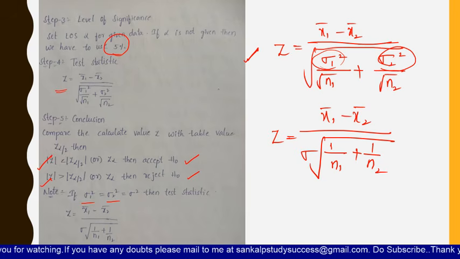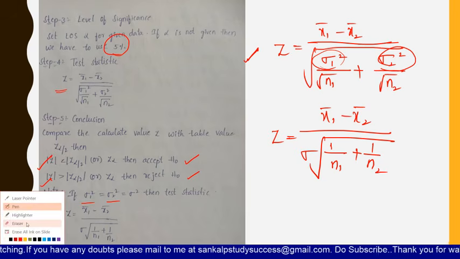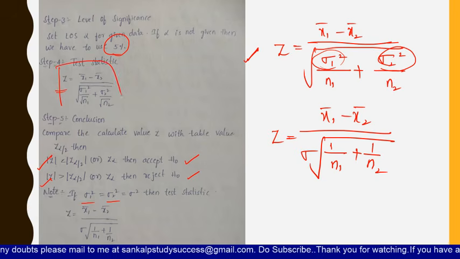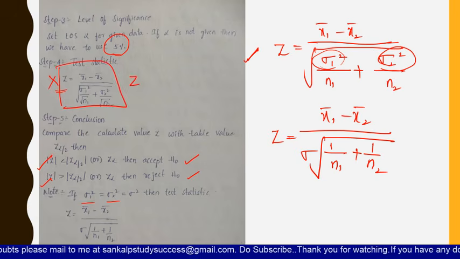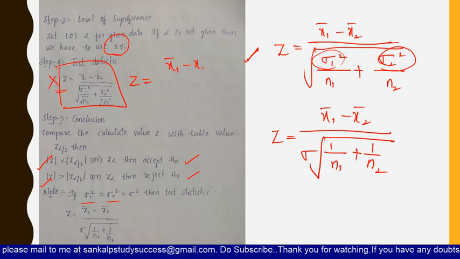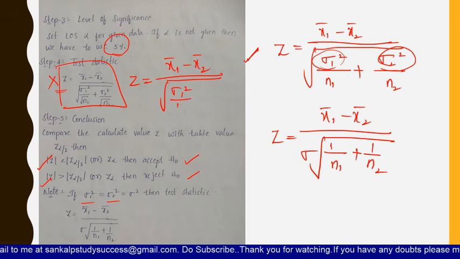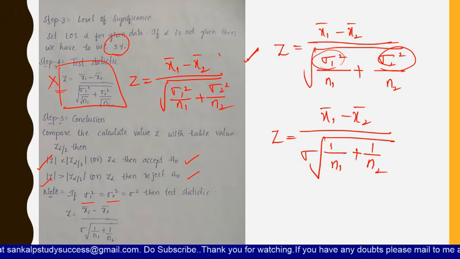Actually, I think there is no square root here in the formula. We are not having a square root. It is a small mistake that is here, so let us rectify it here itself. So the formula is z is equal to x1 bar minus x2 bar by square root of sigma 1 square by n1 plus sigma 2 square by n2. So this is the actual formula for calculating z value for two means.